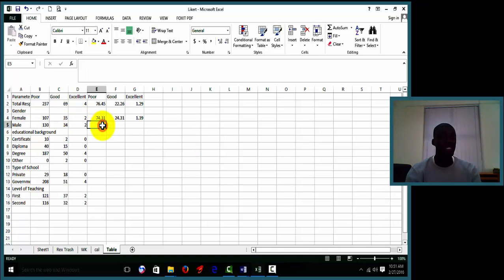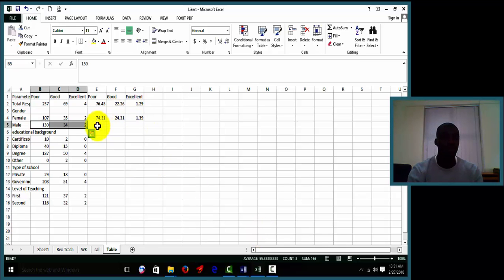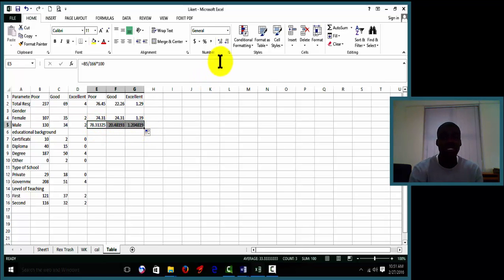Then we come to this side. We do the same. First, we look out for the sum. When you look at the sum, you select it like this. It becomes 166, as you can see here. So we have this one slash 166, and then multiply by, which is star, 100. When you do that, these are the percentages that you're going to get. Hello? So let's decrease them again to this.